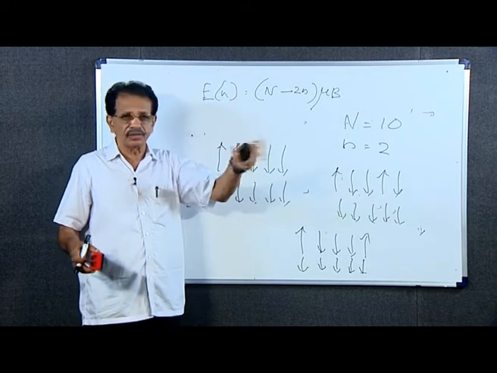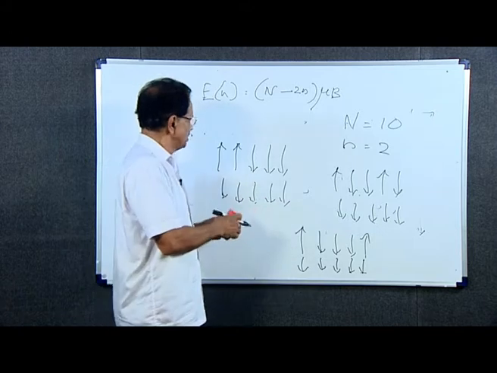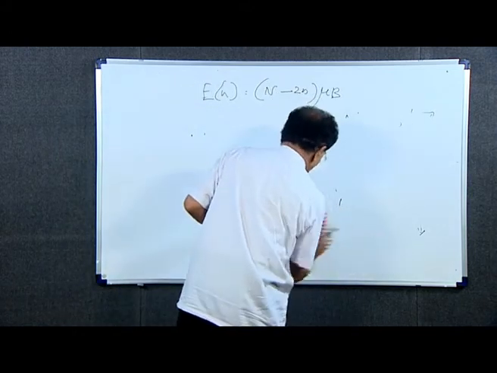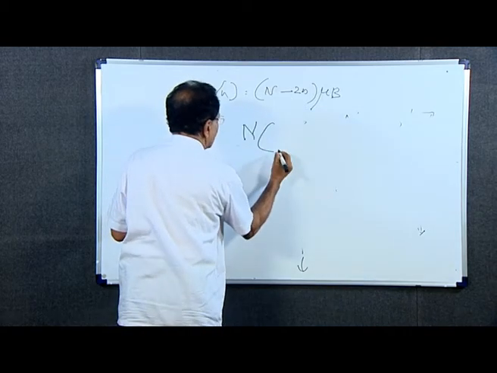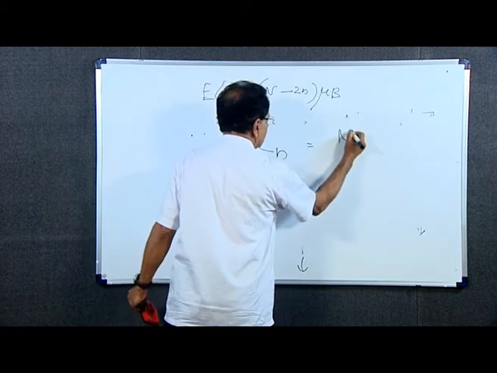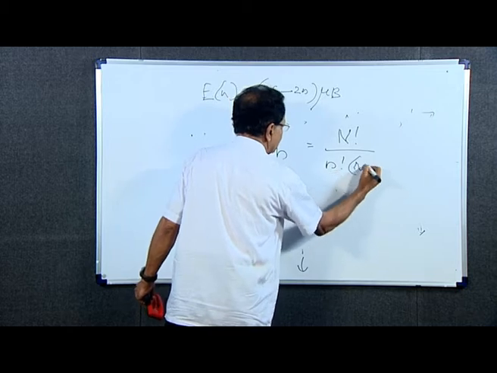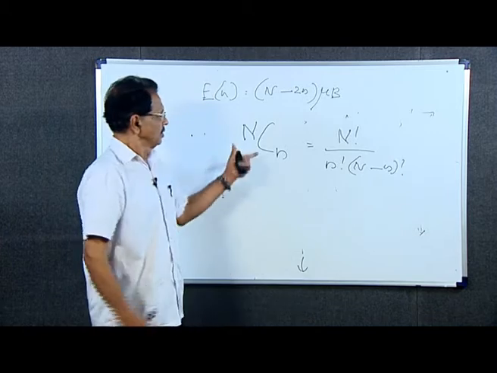So the number of microstates. In this simple problem, the number of such microstates can easily be calculated by combinatorics. Out of N, how many are aligned parallel to the field: NCn, which is equal to N factorial over n factorial times (N minus n) factorial. You can easily calculate how many there are.